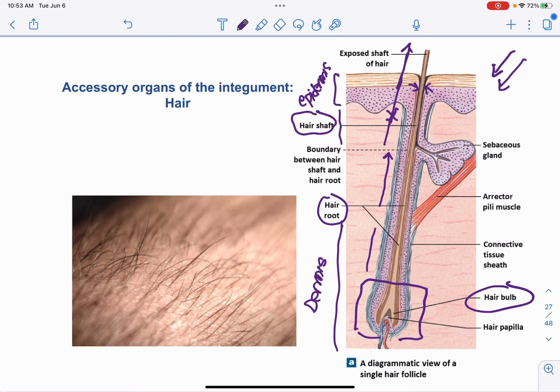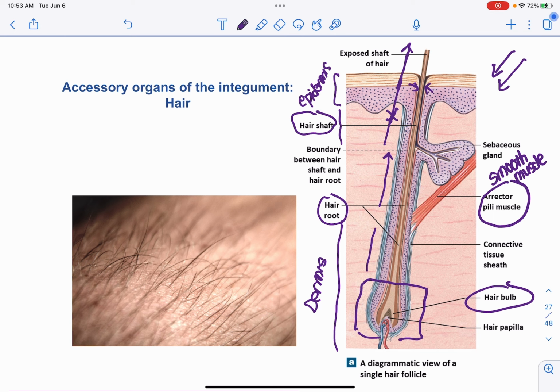Each individual hair is associated with a smooth muscle called the erector pili muscle. This is smooth muscle. Smooth muscle we do not have control over. Each individual hair is associated with this muscle, and the function is not entirely effective anymore. It was supposed to pull on your hair to make it stand up. So if all of your hair is standing up, you're supposed to look more frightening or larger.